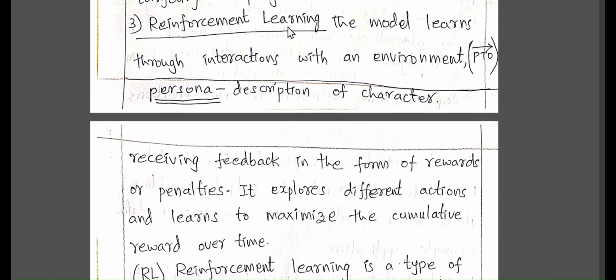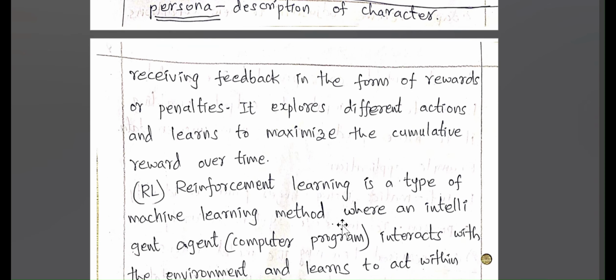Reinforcement learning: the model learns through interactions with the environment. What reinforcement learning says is, it is a type of ML where an agent learns to take actions to maximize a reward or achieve a goal through trial and error methods. It interacts with the environment, receiving feedback in the form of rewards or penalties. It explores different actions and learns to maximize the cumulative reward over time. Its main goal is to maximize the cumulative rewards by choosing the correct action.